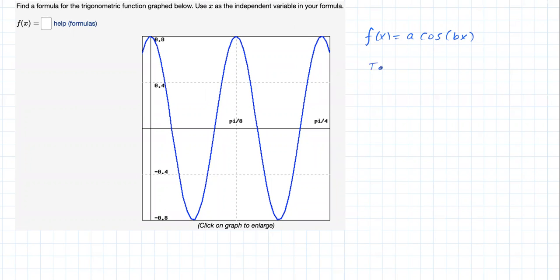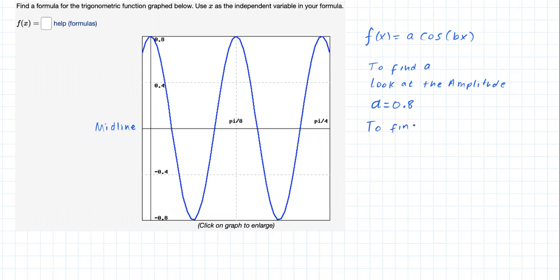Well, to find A, look at the amplitude. All right. What is the amplitude? It is how far you can go up from the midline, how low you can go down from the midline, output-wise, right? That is clearly this distance, 0.8, right? 0.8. So A should be equal to 0.8. Okay, great. Now, let's find B.